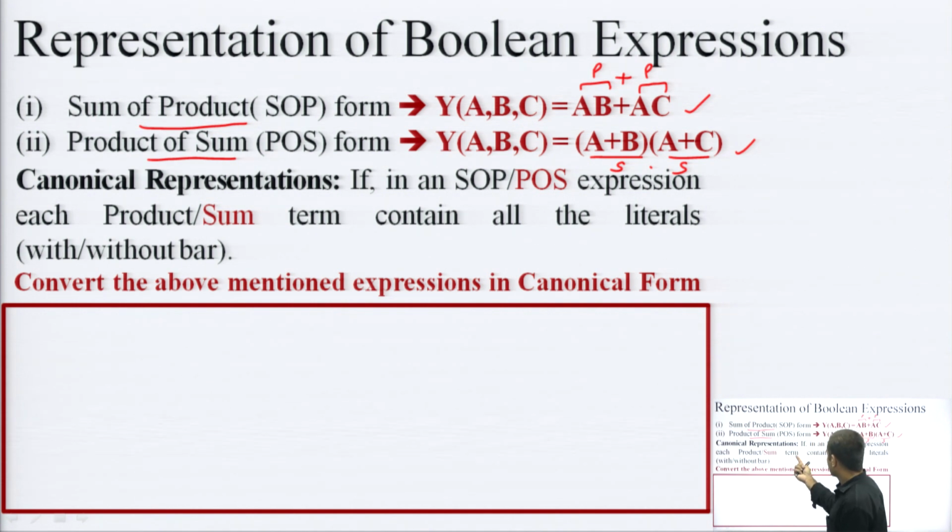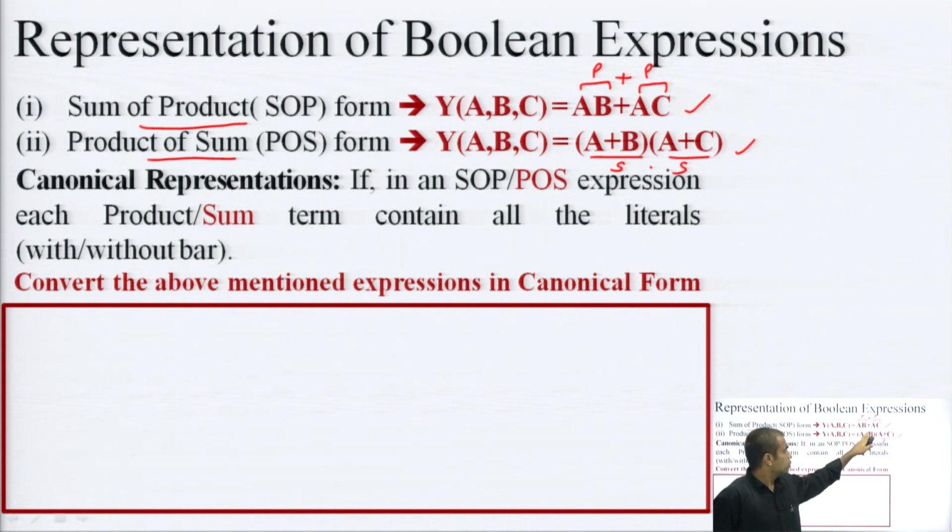Now, canonical representations in SOP and POS expressions. These canonical expressions are very important. They say that in either SOP or POS, the components in SOP will be products, a sum of products. If all the products in an SOP expression contain all possible variables, either in the normal form or the complemented form, then it is canonical. For example, there are two products in this expression: y of A, B, C is equal to AB plus AC.